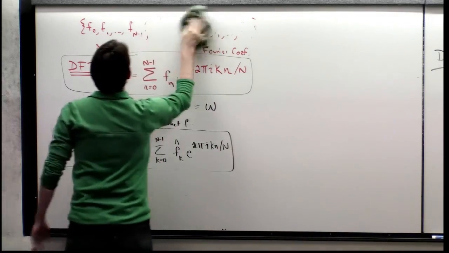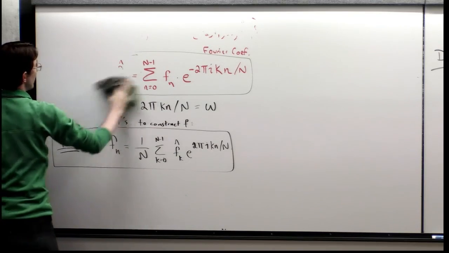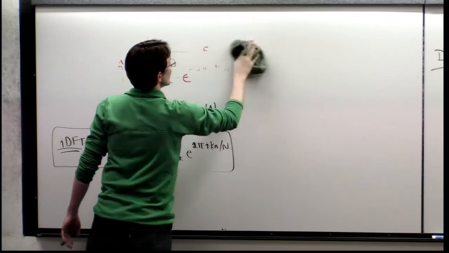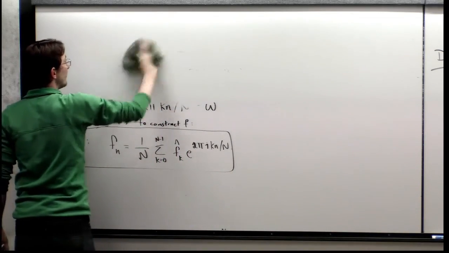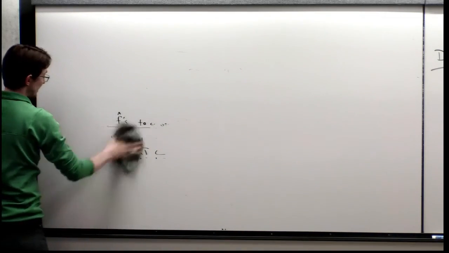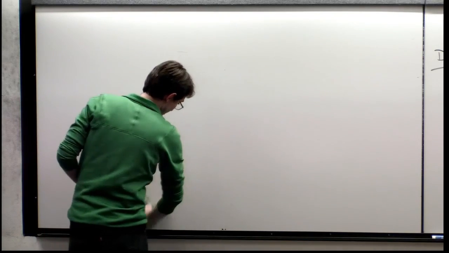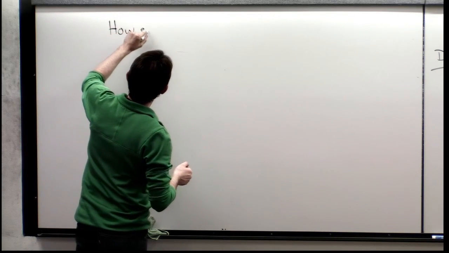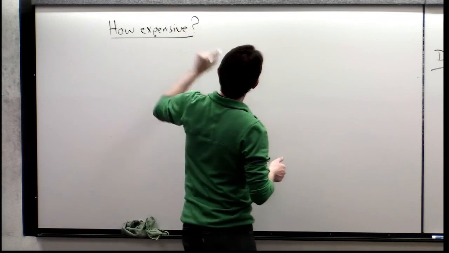So how expensive is it to take data and to compute the Fourier coefficients? We've boiled it down so that it's just matrix multiplication by F, our big matrix. So how expensive is it? How does this scale with larger and larger signals? Any ideas?